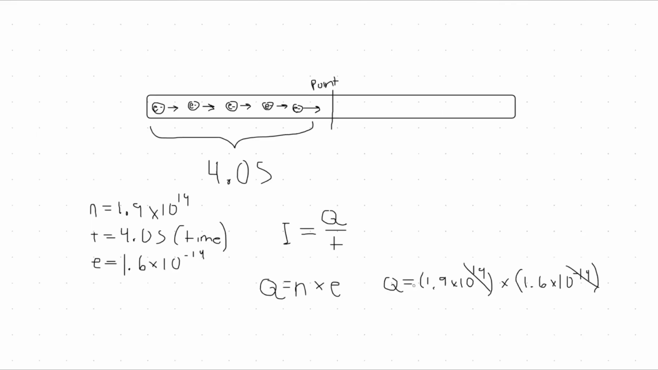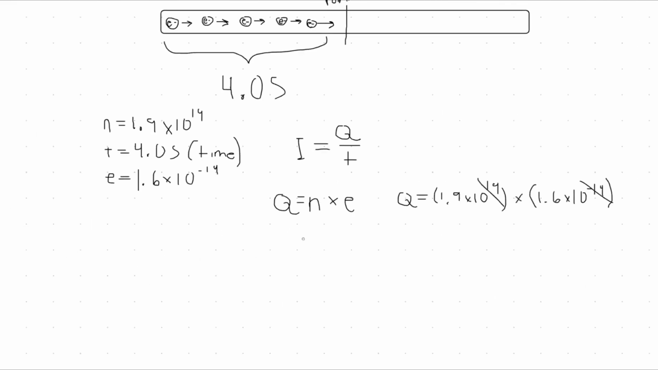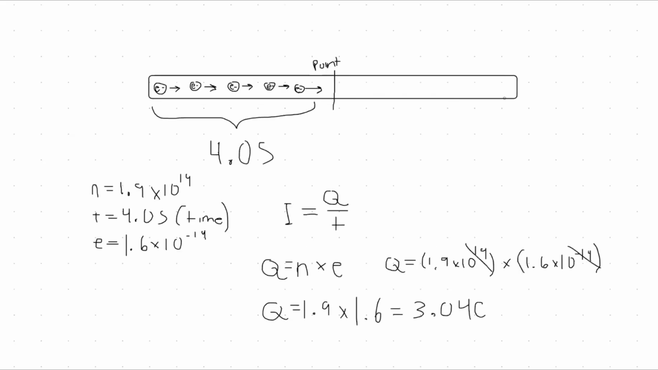So Q equals 1.9 times 1.6. In our calculator, that gives us exactly 3.04 coulombs. That will be our total package of charge moving through the wire.